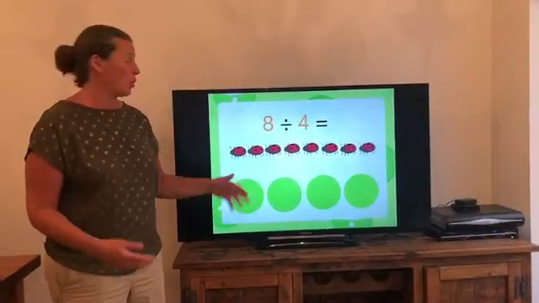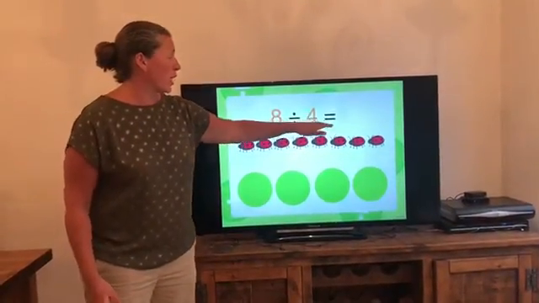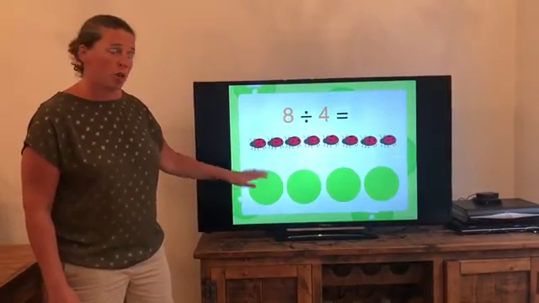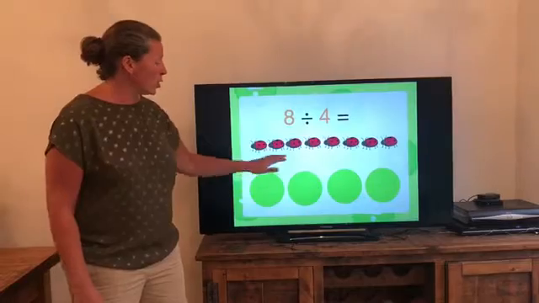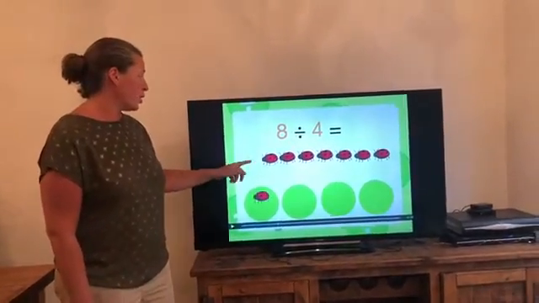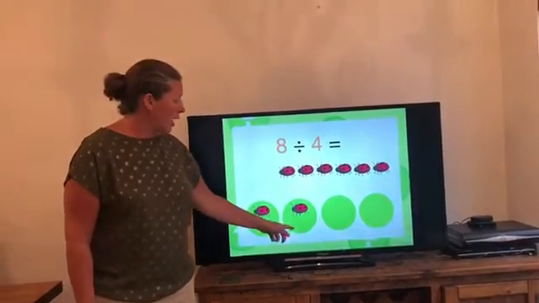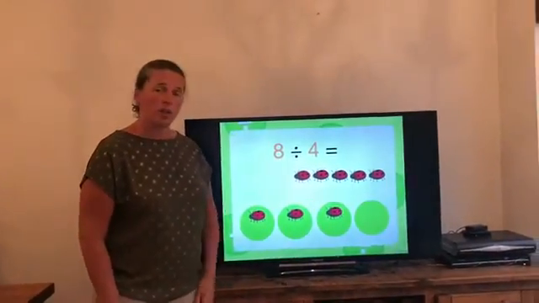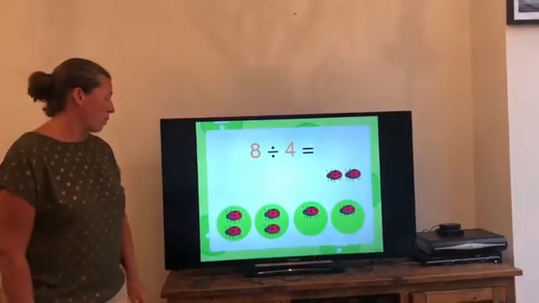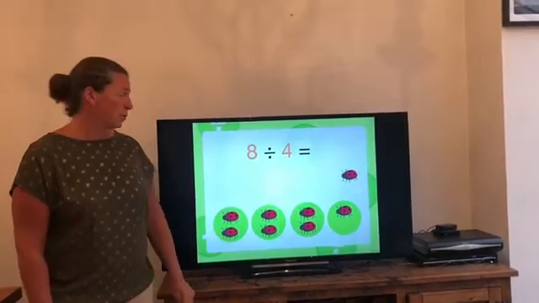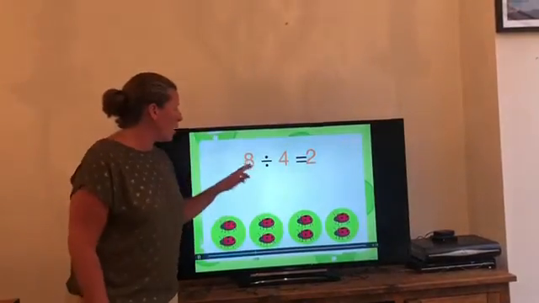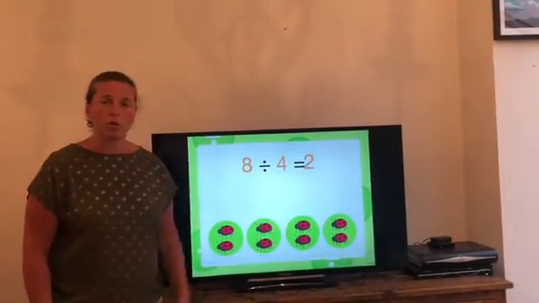So here's our next sum, 8 divided by 4 equals what? We're going to use our ladybirds and we're going to use our 4 children. So now we're going to see our ladybirds being split equally amongst our 4 children. So as you can see, the first ladybird has gone in, and the second one, and the third, and the fourth. So we've got 4 more ladybirds to work out our sum. So the last 2 are just going to go in now. So here you can see we've got 1, 2, 1, 2, 1, 2, 1, 2. 8 divided by 4 equals 2.